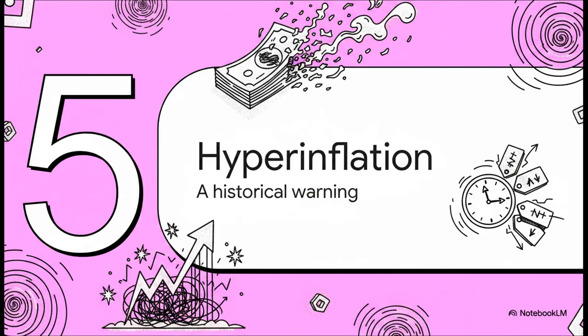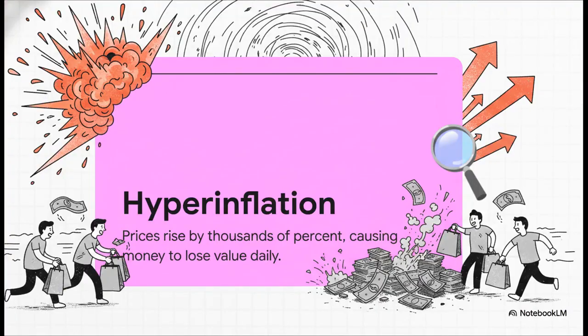Section 5. When math breaks. Hyperinflation, a historical warning. And that brings us to hyperinflation. This is the breaking point of an economy. It's an extreme, out-of-control situation where prices don't just rise, they absolutely explode by thousands or even millions of percent. Under hyperinflation, money loses its value daily, sometimes even hourly. People literally rush to spend their cash the exact instant they get it, before it turns into completely worthless paper.